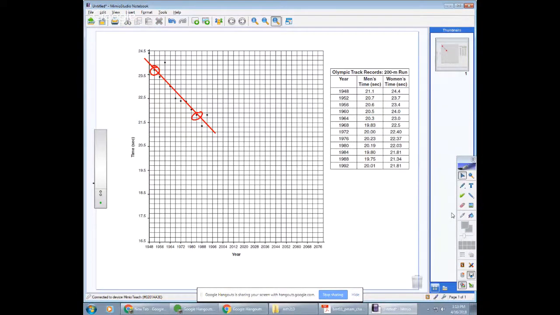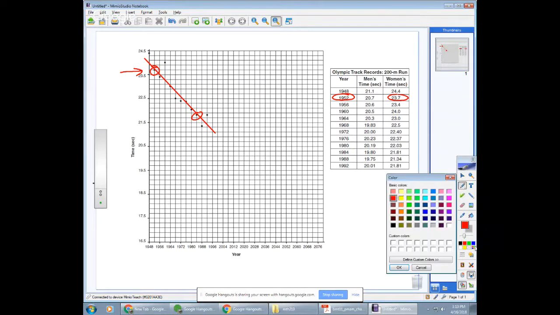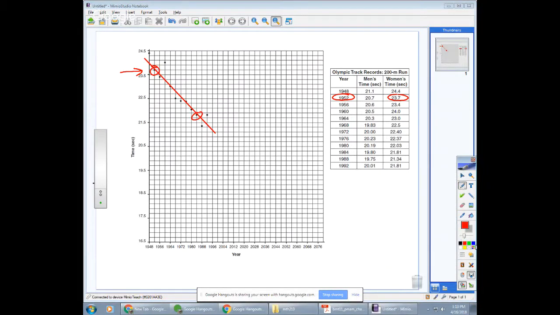All right, so let's see. I picked what? 1950? No, let's see. 1952. That look right? 23.7. Yeah, so there's one of my points. So that's my upper point right here. And then the other point, this one right here is 1984. Would be my other one.